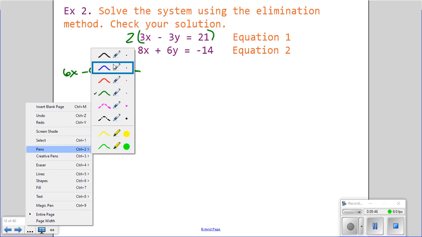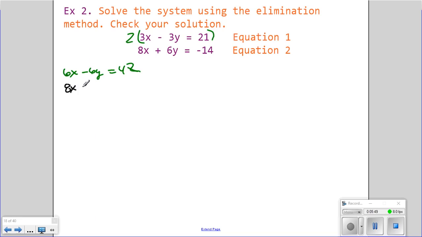Bring down equation 2 as it was written. And now I can add my equations. 6x plus 8x is 14x. Negative 6y plus 6y cancel each other out. And 42 plus negative 14 is 28. Divide both sides by 14 to get x by itself, and x is equivalent to 2.